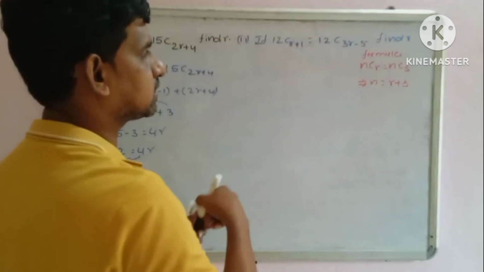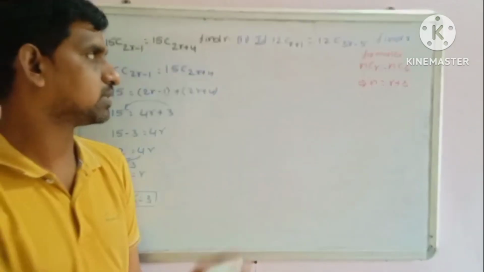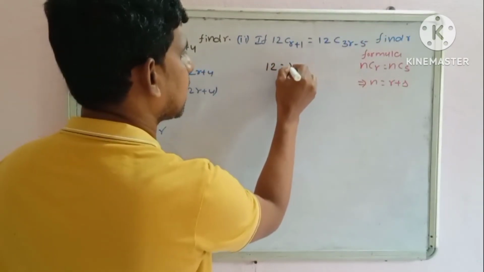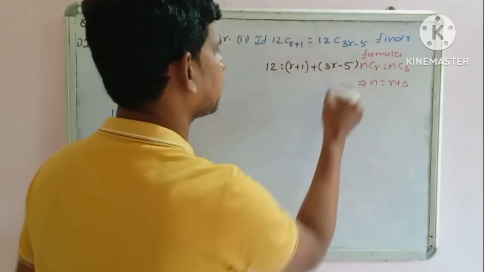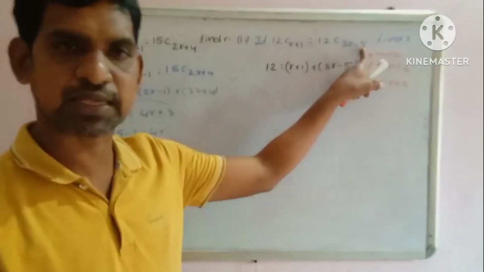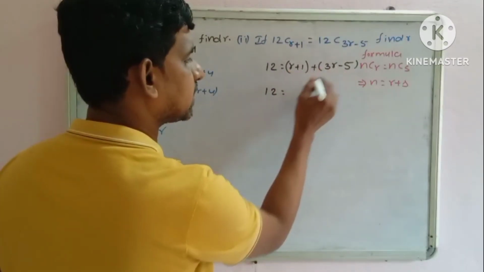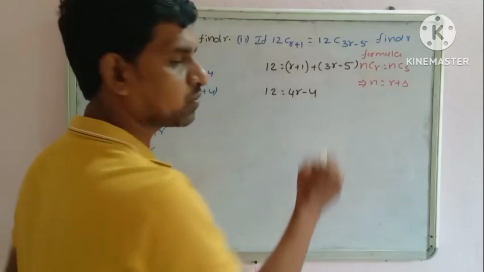Second one, same concept. nCr equals nCs. 12C(r plus 1) equals 12C(3r minus 5). Same, n equals r plus s. So 12 equals (r plus 1) plus (3r minus 5). So 12 equals r plus 3r is 4r, 1 minus 5 is minus 4.